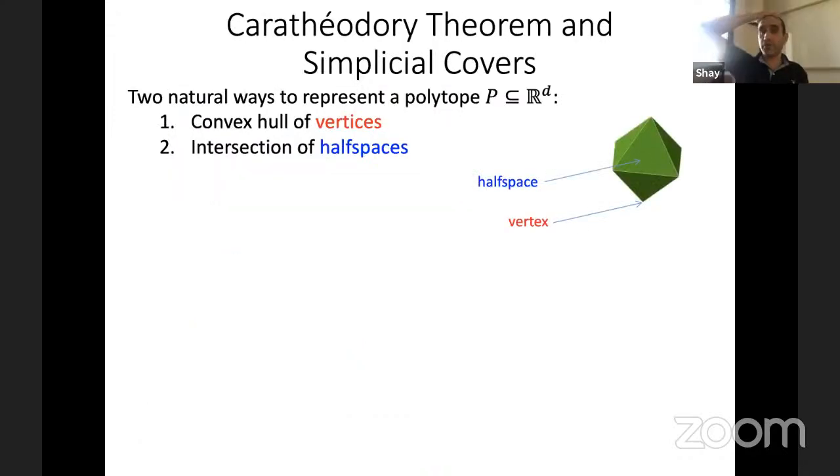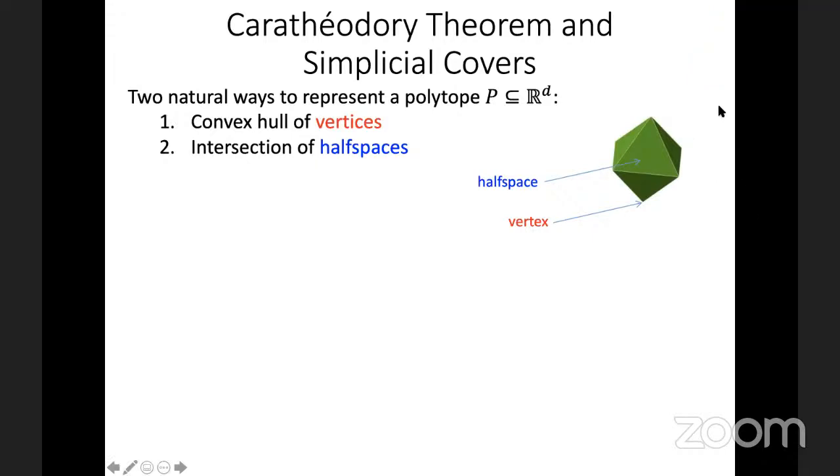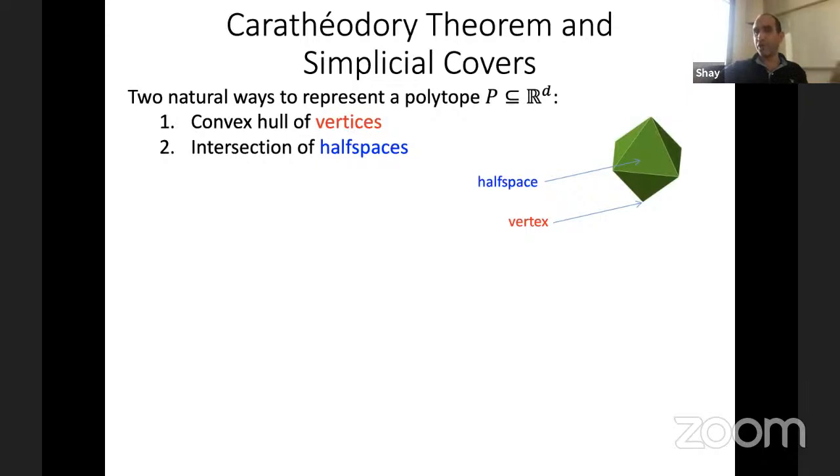The second variant of Carathéodory's theorem is a dual variant. And I think we actually already used it in another work related to privacy. So let me present it. There are two natural ways of representing polytopes in R^d. One is by vertices: every polytope is a convex hull of its vertices. And the other representation, which is more common in linear programming, is as the intersection of half spaces. So you can think of it as two dual ways of representing polytopes in R^d.